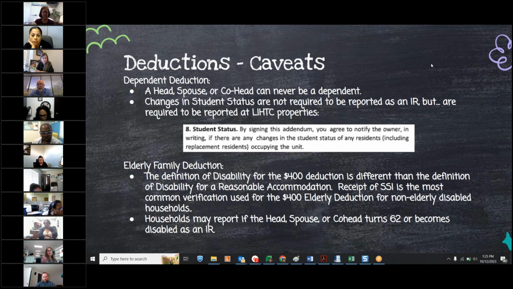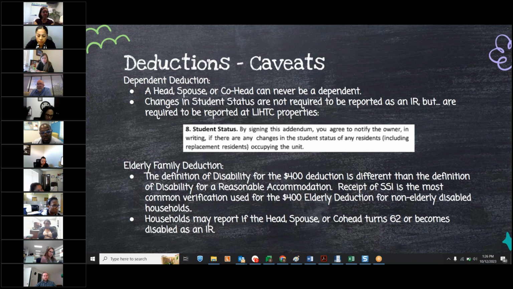There is, however, for tax credit properties, this lease provision that they agree to notify us in writing if there's any changes to the student status of any resident. So a household member at Georgian, they do need to let us know, hey, I'm no longer going to school, or hey, I just started school. If they just started school, we can, depending, do an IR.